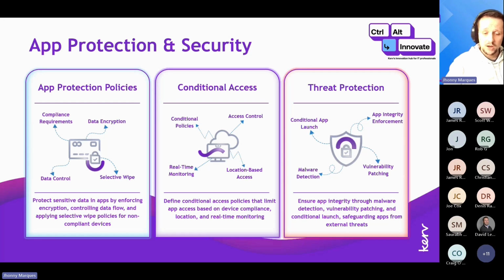The third key area is conditional access. With conditional access, you can define policies that allow you to control which devices and users can access the apps based on real-time monitoring. Intune can block access to an app if a device or user doesn't meet the compliance criteria. This can be MFA, or it can be based on the user's location. You can restrict access to your apps if users are connecting from outside of the UK, as an example.